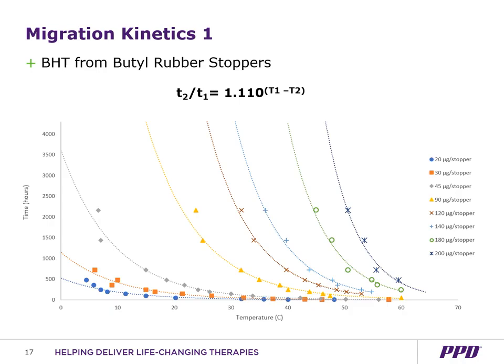Using the equations generated from each of the curves plotted, a generic third model was developed that could be used to predict the duration of the study required to achieve a certain amount of extractables at a given temperature. Where you have T2, or the predicted duration, over T1, the reference time interval, is equal to the constant 1.110 raised to the power of T1 minus T2, or the reference temperature minus the accelerated temperature.